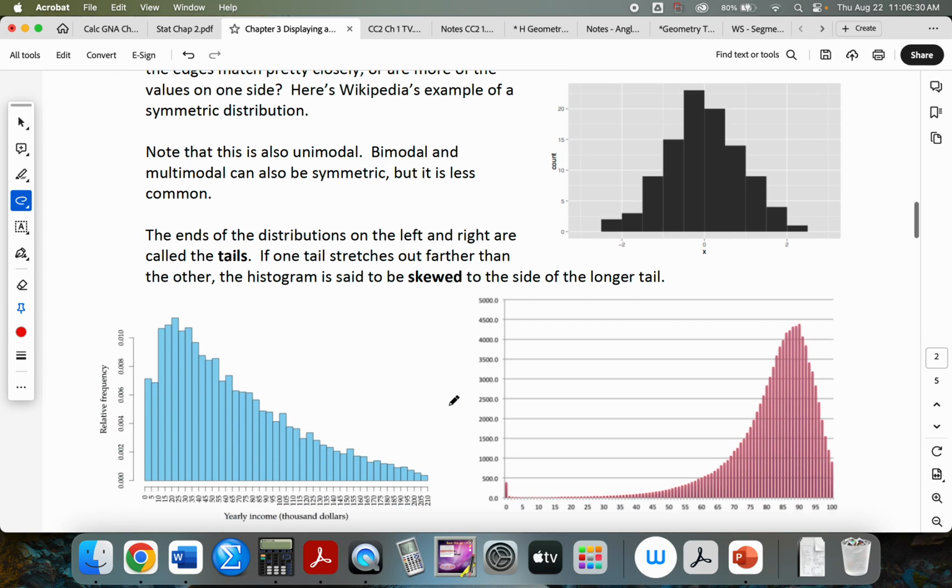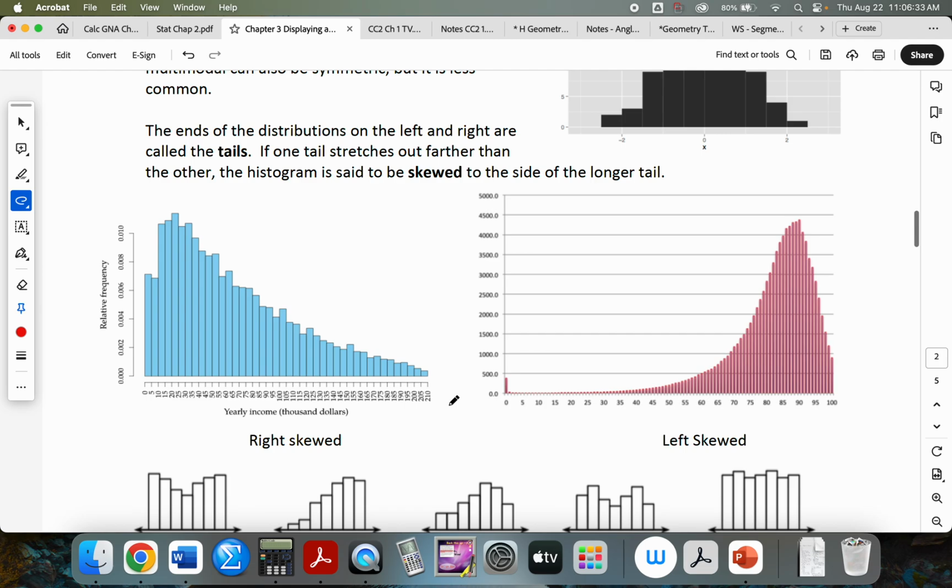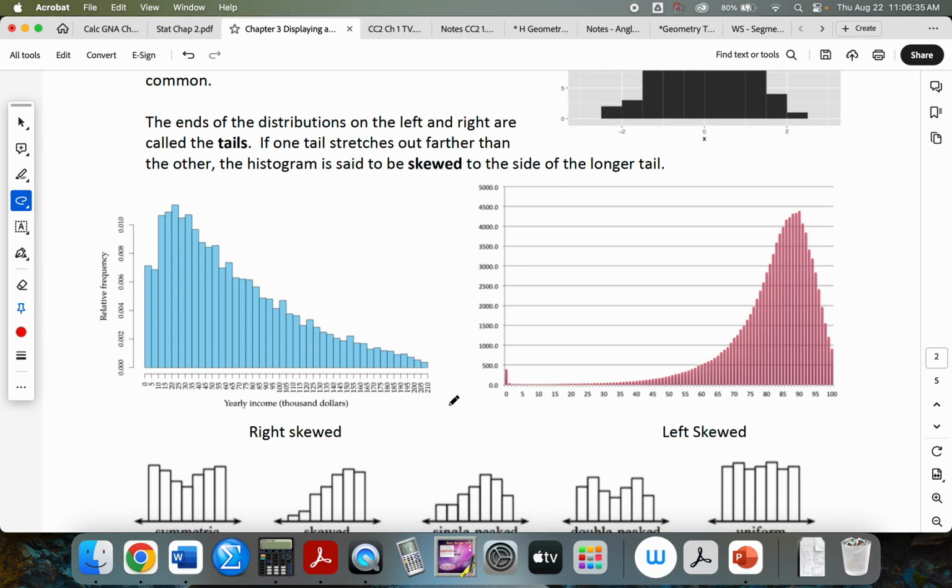So the ends of the distributions on the left and the right are called the tails. If one tail stretches out farther than the other, the histogram is said to be skewed to the side of the longer tail. And this is one where it's easy to get it backwards. Whether we're right skewed or left skewed is all about where the tail is. It's not where the mode is.